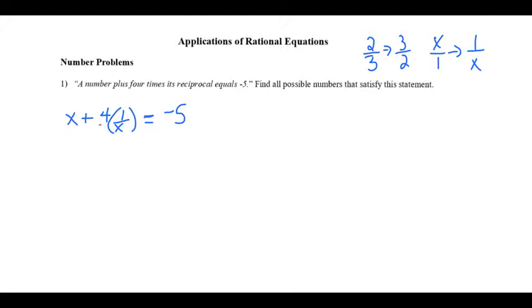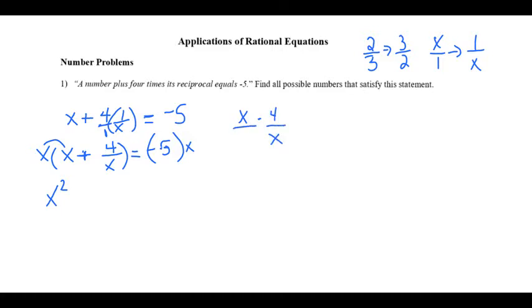Now to help us out here, I am going to simplify this by multiplying the 4 over 1 times 1 over x. So it's x plus 4 over x equals negative 5. And this is a rational equation. We need to clear our equation of our fractions. We only have one fraction. Our denominator is x. So I'm going to multiply everything here by x, or x over 1. So the first one is just going to give me x squared. And then when I do x times 4 over x, remember those x's will cancel out. It leaves me with just plus 4. And then negative 5 times x will be negative 5x.